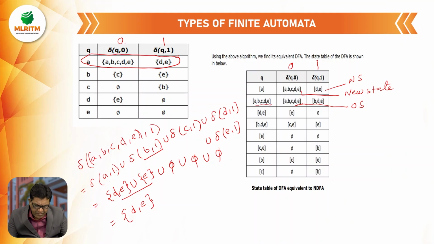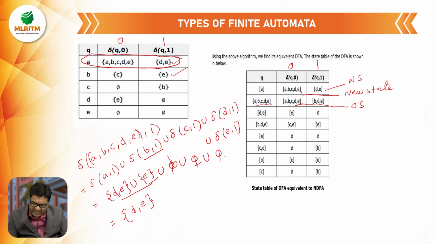A with 1, A with 1 is D. And B with 1, here that B with 1 is E. B with 1 is E. Next, C with 1, it is a B. Sorry, it is a B.